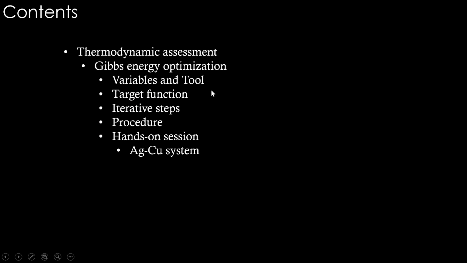These are going to be the contents. We will see what variables we are going to optimize and the tool that we are going to use, and the target function, which is basically the sum of squares of errors, the one to be minimized to get the best optimized Gibbs energy, and that is done through an iterative process. We'll see that, the exact step-by-step procedure to be followed in the software, and a hands-on session doing the thermodynamic assessment, the Gibbs energy optimization, for the silver copper system.